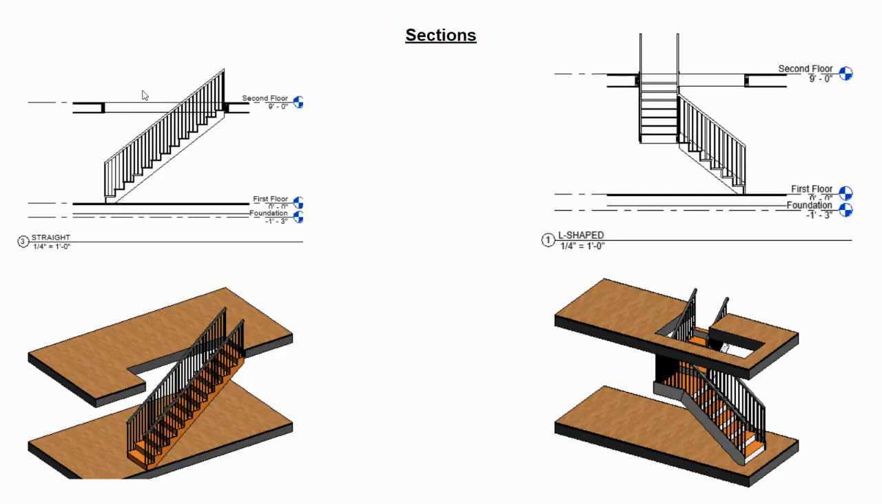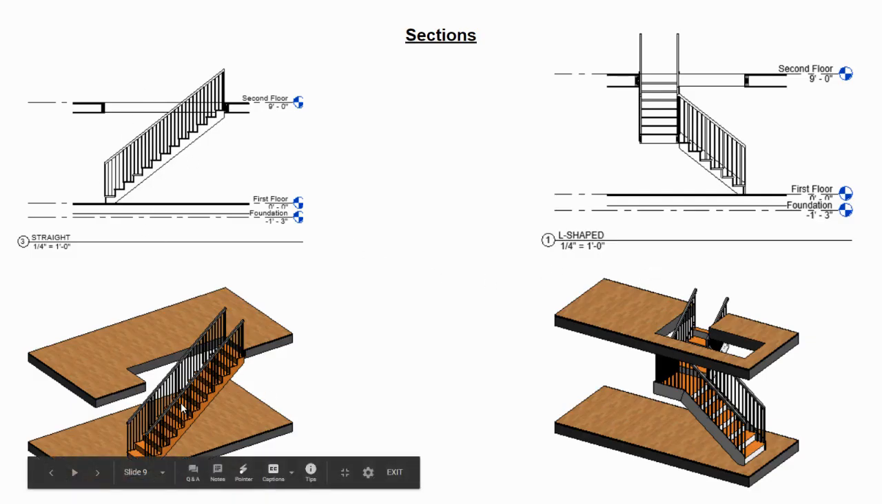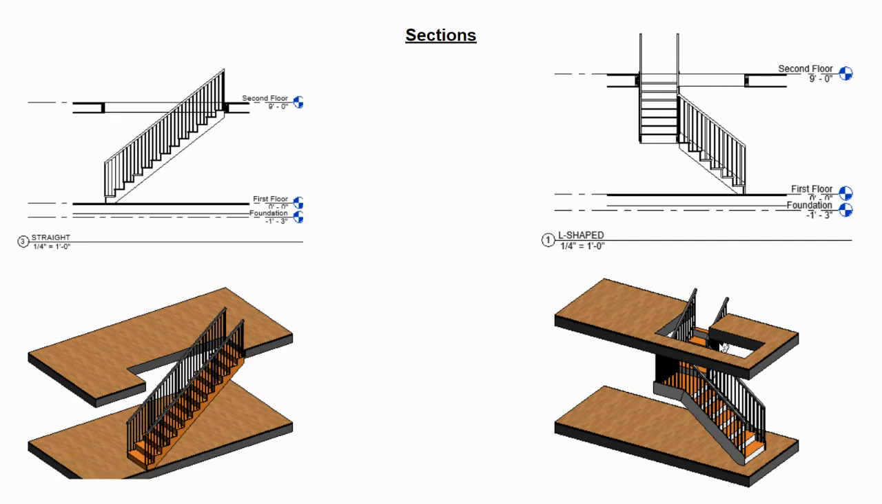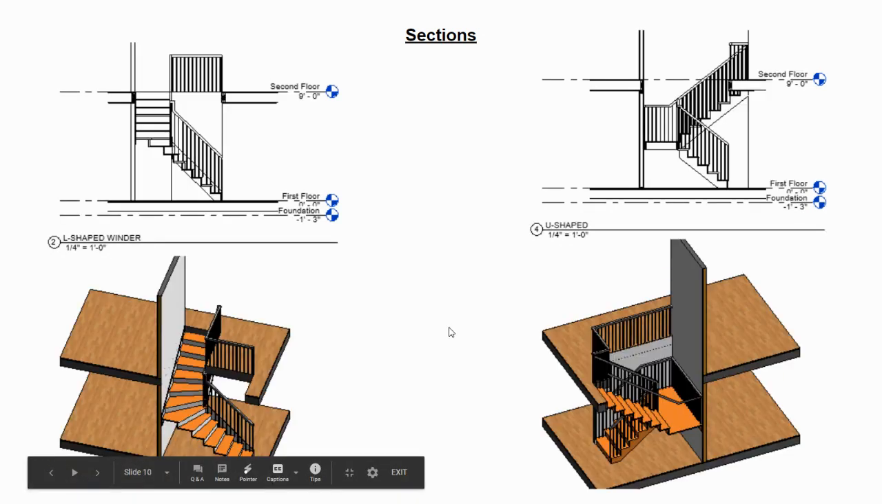So these are some stairs, what they look like in section and what they actually look like in 3D. So this is the L-shaped set of stairs. What does the opening look like? It's also going to be L-shaped to follow the stair shape. This is another L-shape, but with winders, so you can see what that looks like. And then this is a U-shaped set of stairs.